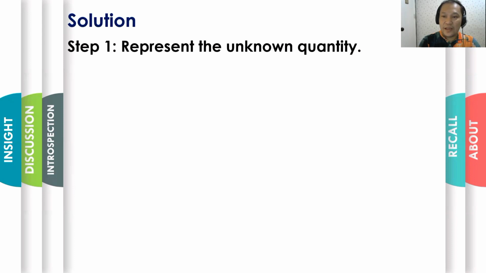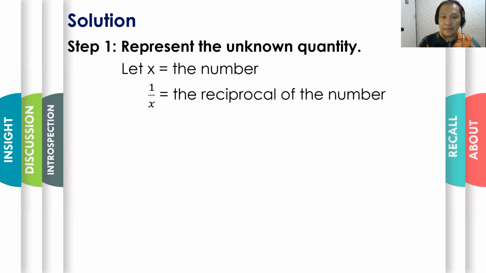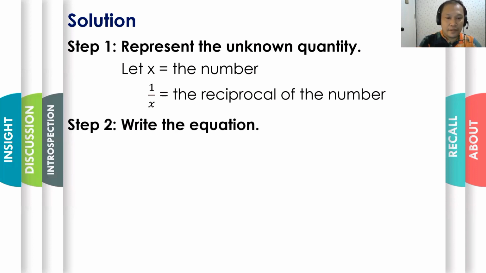Number one, represent the unknown quantity. Since in the problem we are looking for the number and its reciprocal, we can let x be the number and 1/x be the reciprocal of the number. Then, step number two is to write the equation. Remember, the relationship between the number and its reciprocal is that if we get the sum, the answer is 17/4. Therefore, we can have x plus 1/x is equal to 17/4.